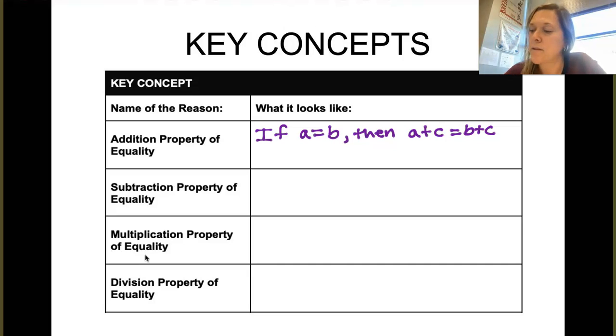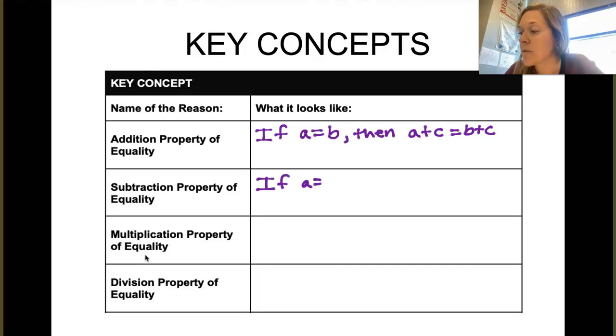So for example, don't put this in your notes, just watch. If I had 3 is equal to 3, that's true. If I do 3 plus 1 on both sides, will that always stay true? Yeah, because 4 would equal 4. Okay, so addition property of equality. As long as you add the same number to both sides of your equal sign, then your equation will stay equal. It'll stay balanced. Your subtraction property of equality is very similar.